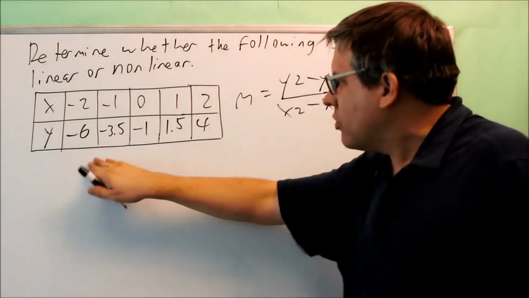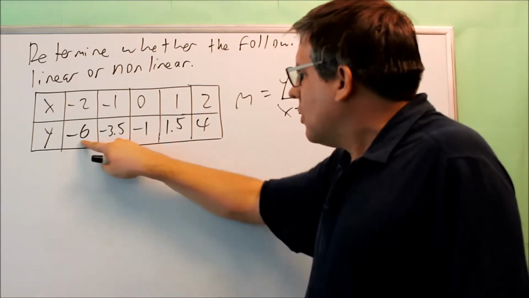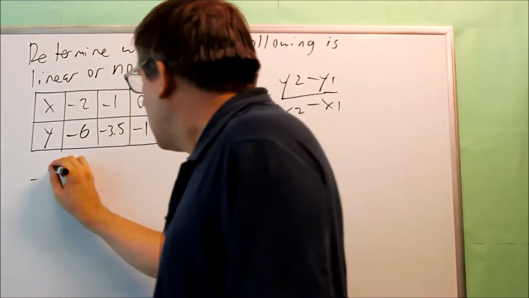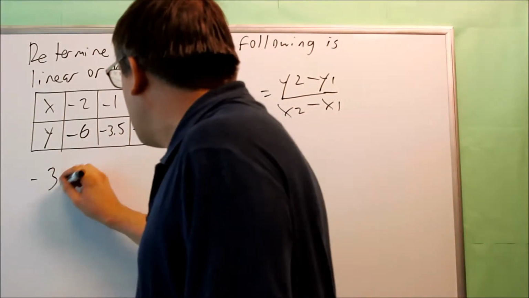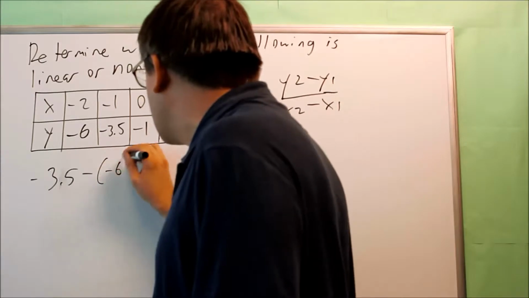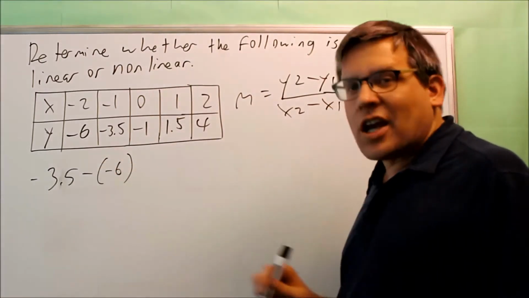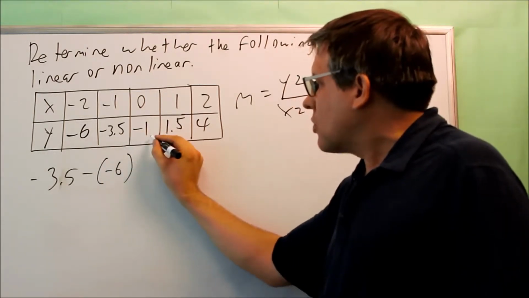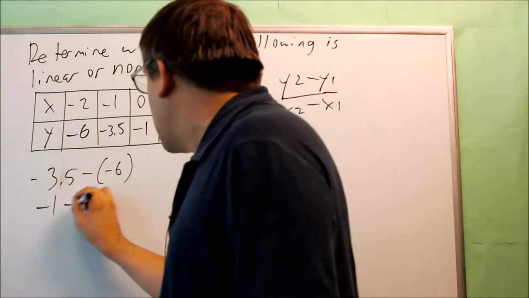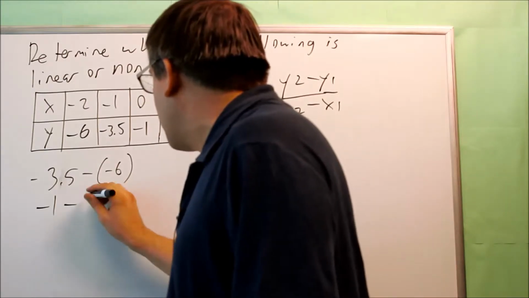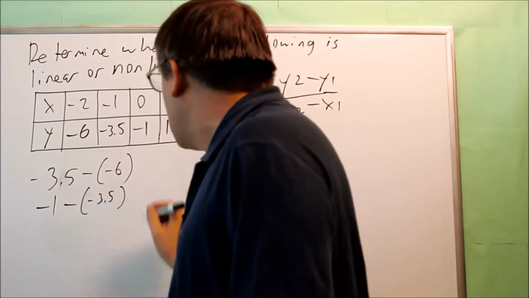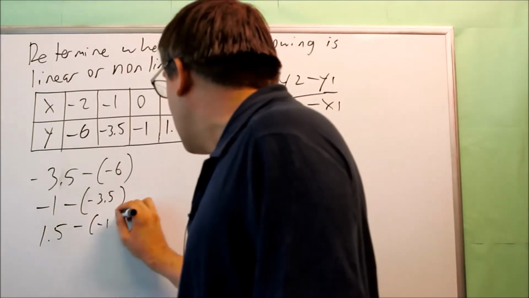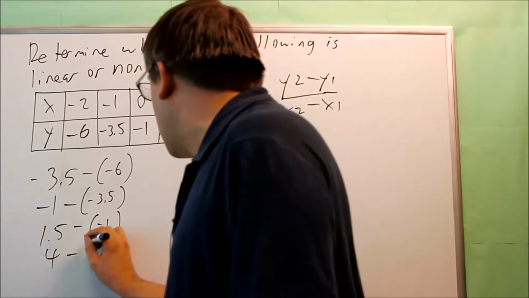So what I need to do here is take this minus this one. So negative 3.5 minus, 6 I'm going to do first. So be careful, it's minus a negative 6 there. Then I'm going to do the next two pairs. This would be this one and this one: negative 1 minus negative 3.5. And then I'm going to do 1.5 minus negative 1. And then I'm going to do 4 minus 1.5.